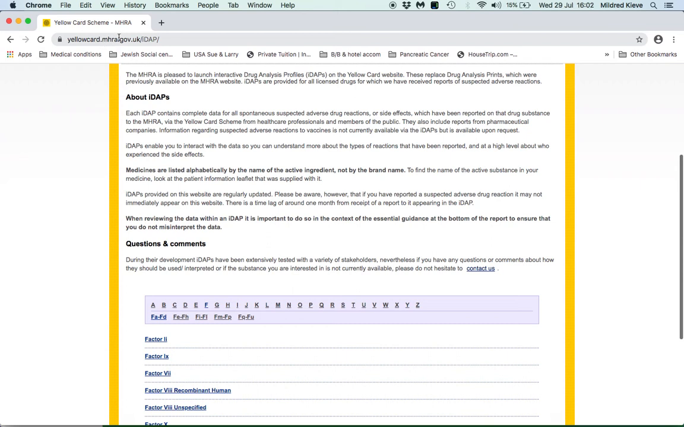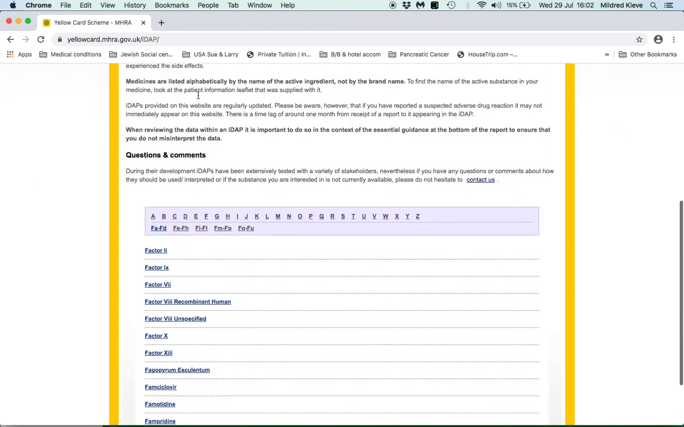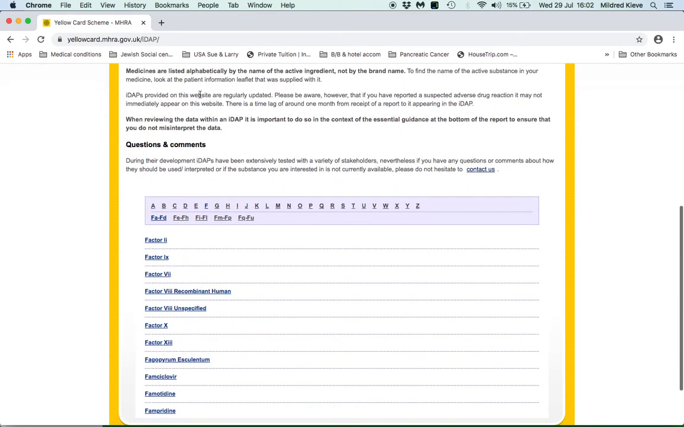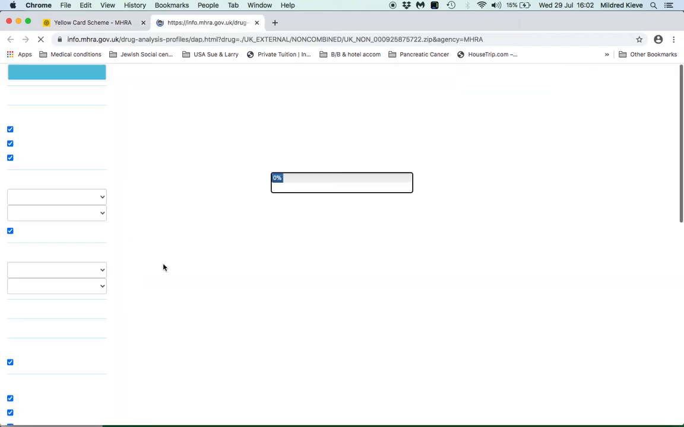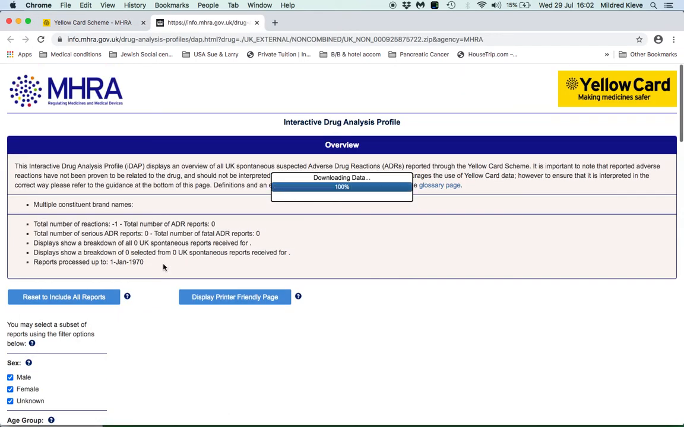MHRA stands for Medicines and Healthcare products Regulatory Agency. They're the organisation that license the drugs and also have to promote the industry. So we won't discuss conflict of interest. That's not what we're here for today. It's to help you find the information. So we've gone to F, and then here underneath it's FI to FL. So we'll click on that, and then we should find fluoxetine. Yes, here it is. So the way they set this out is quite interesting.